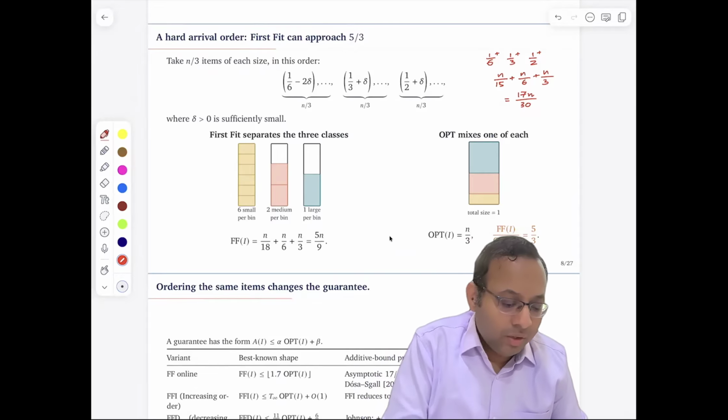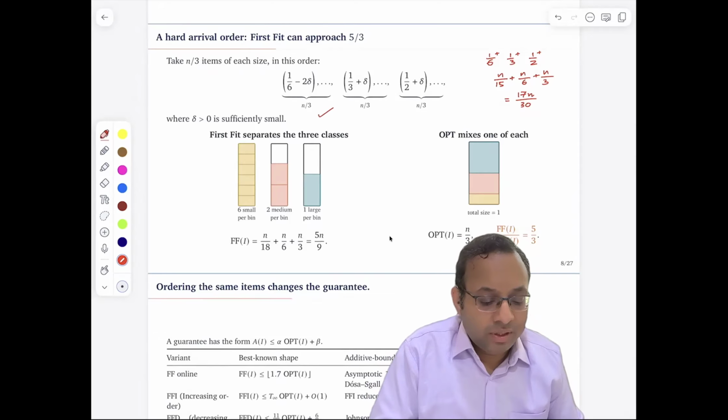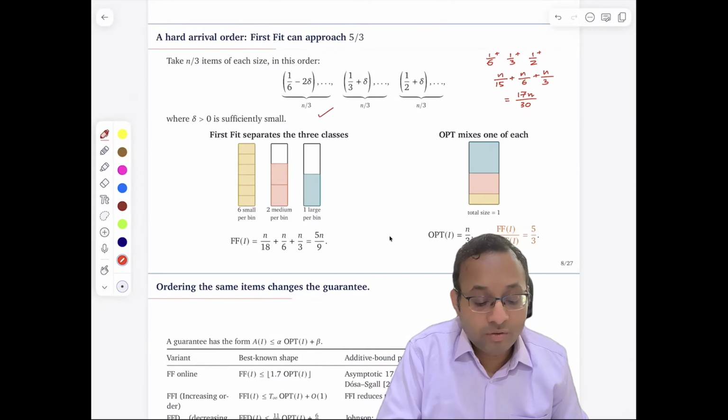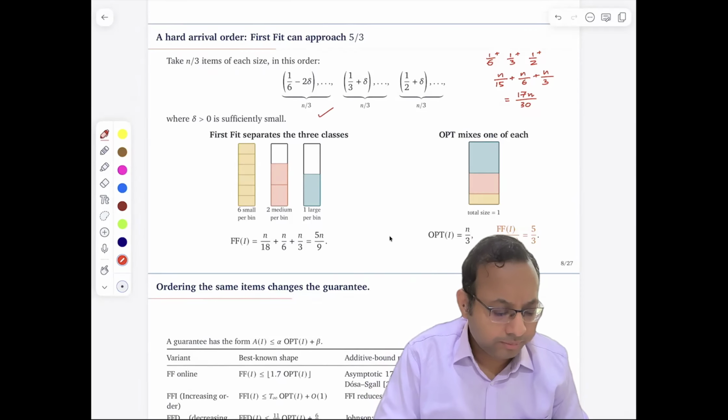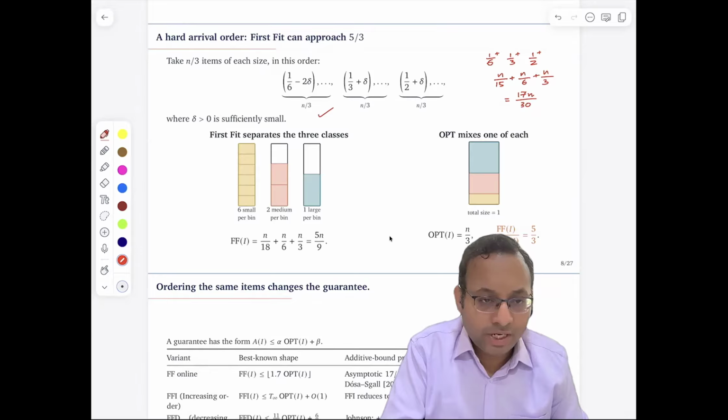And from that, if you think a bit, you will come up with this kind of example. So there are n by 3 items of size 1/6 minus 2 delta, n by 3 of size 1/3 plus delta, and n by 3 of size half plus delta. Delta is very small. So in this case, what will happen in first fit is the first n by 3 items appear and 6 items can be packed in one bin. So think of delta as such that you can pack 6 but not 7.